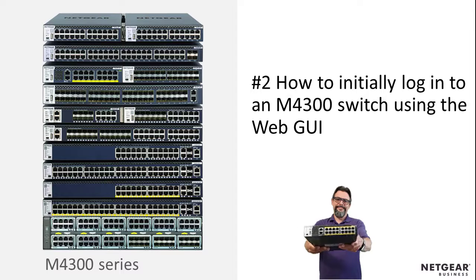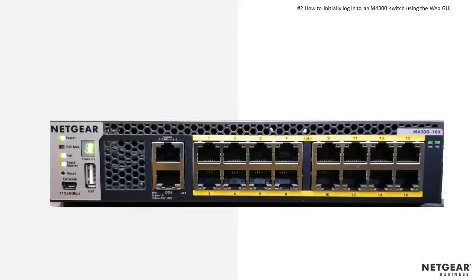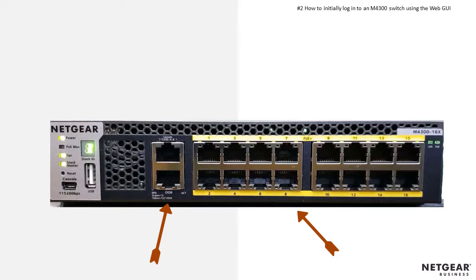How to initially log in to a M4300 switch using the Web GUI. You can access the switch through the out-of-band Ethernet service port or through any in-band Ethernet network port. By default, the switch functions as a DHCP client on both sides, out-of-band and Ethernet ports.